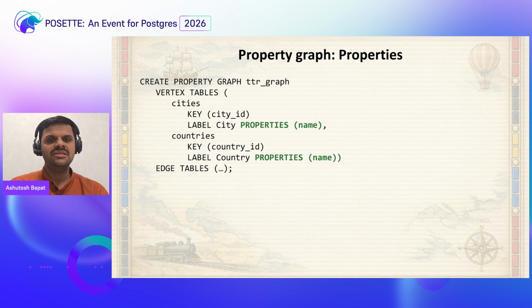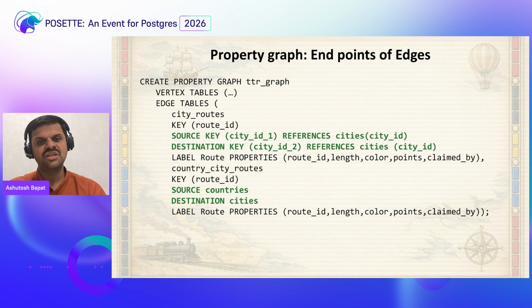The next is edge tables. Edge tables have the same components as the vertex tables, but they have two more components which define the source and the destination nodes of a given edge.